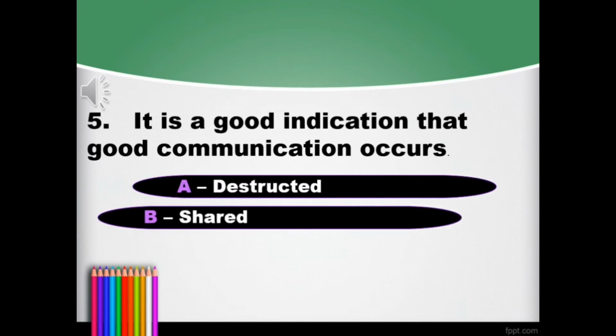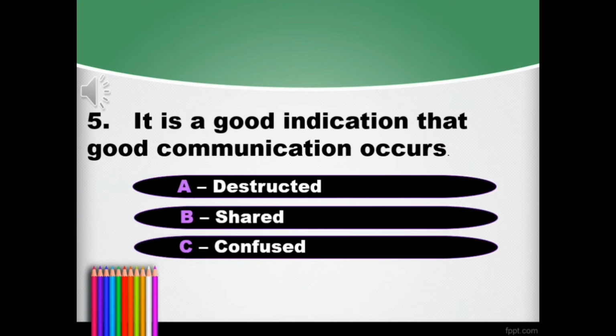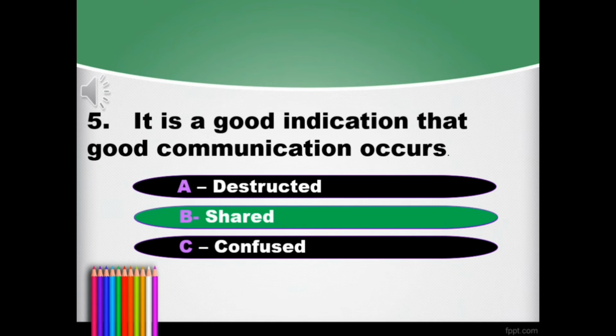Number 5. It is a good indication that good communication occurs. A. Distracted. B. Shared. C. Confused. Of course, the right answer is letter B. Communication is shared.